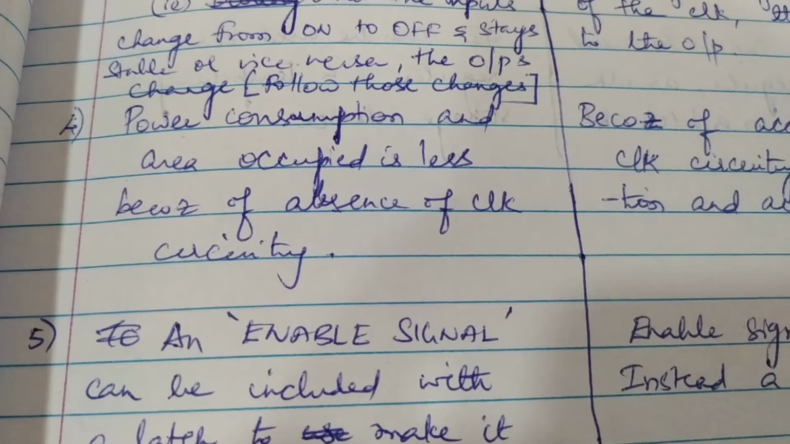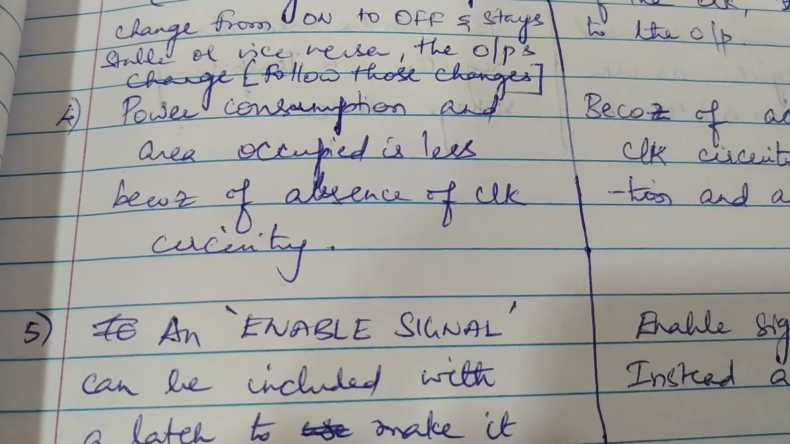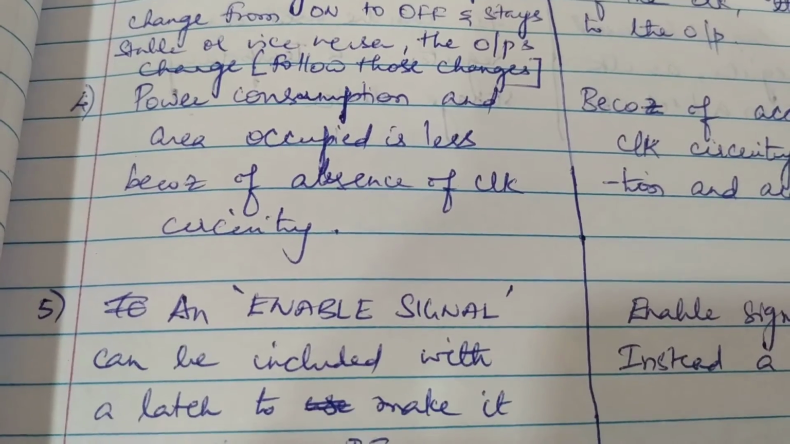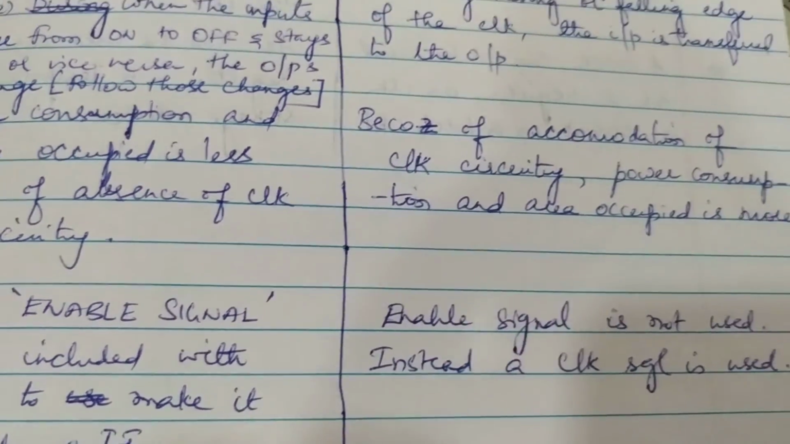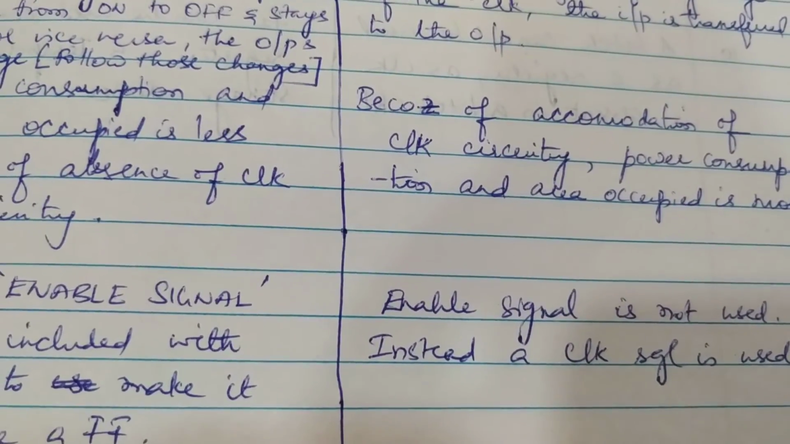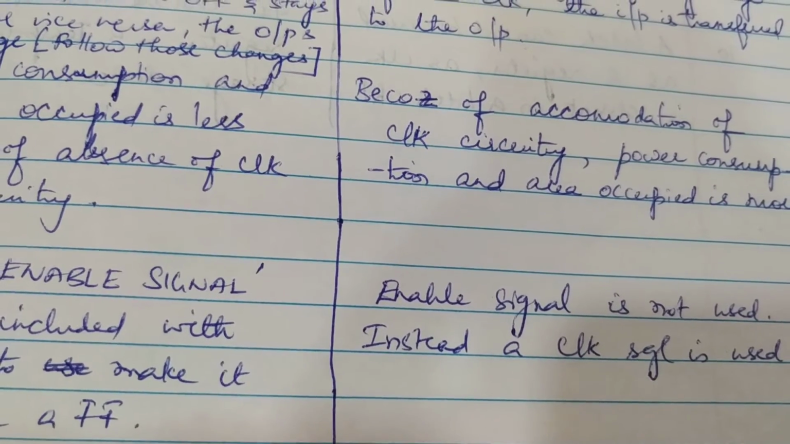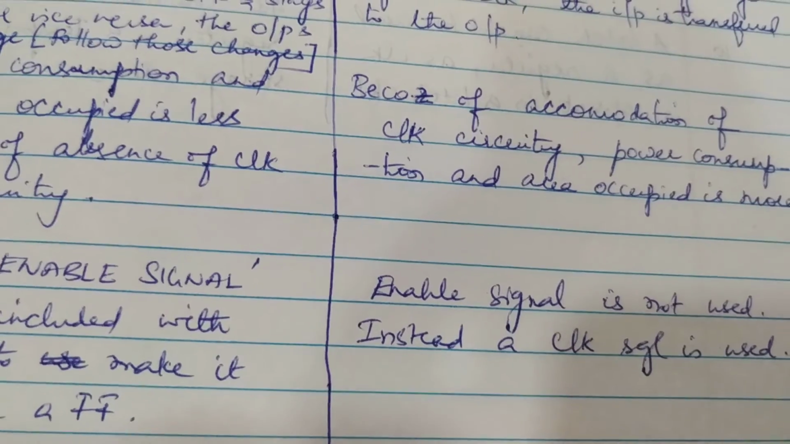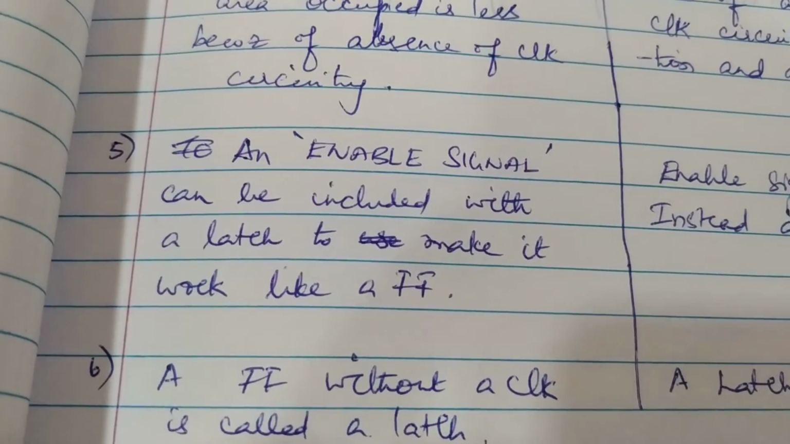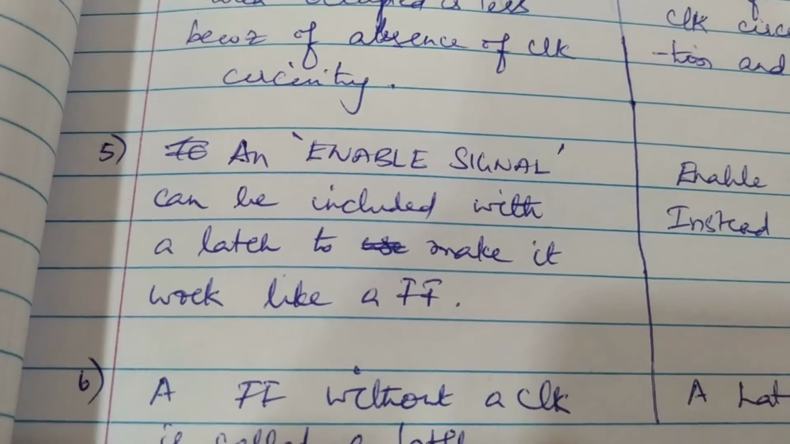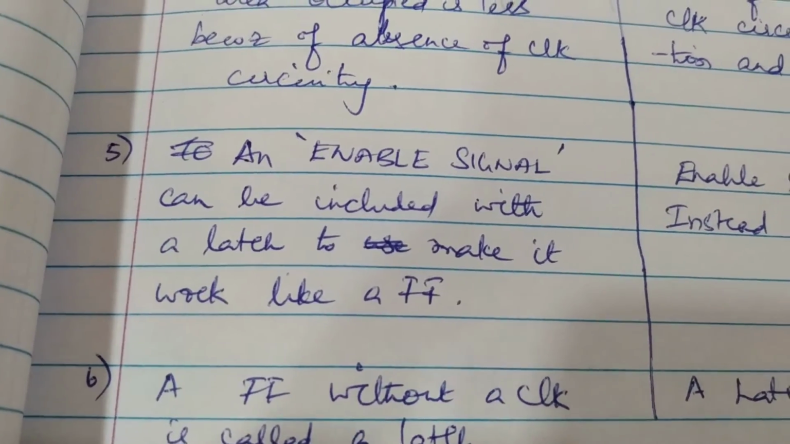Point number 4. Power consumption and area occupied is less in case of latches because of absence of the clock circuitry. Whereas coming to the flip-flops, because of accommodation of clock circuitry, the power consumption and area occupied will be more. Point number 5. An enable signal can be included with a latch to make it work like a flip-flop.